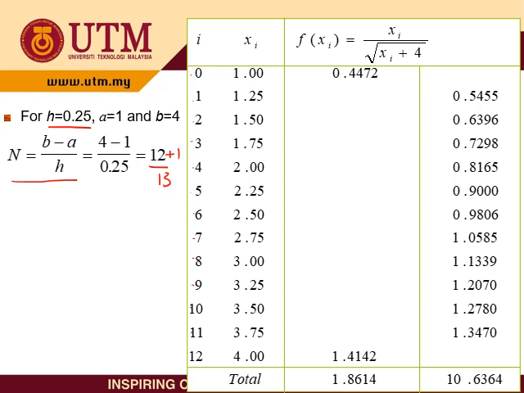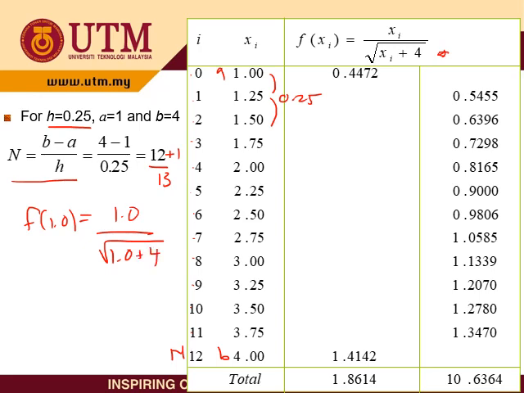So this is your n, and this is your h, for every one of them it is 0.25. And then this is your a, this is your b. Same as we did before. We calculate this one, right? So the calculation is the same: f(1.0) equals 1.0 plus 4. Then you get your answer.